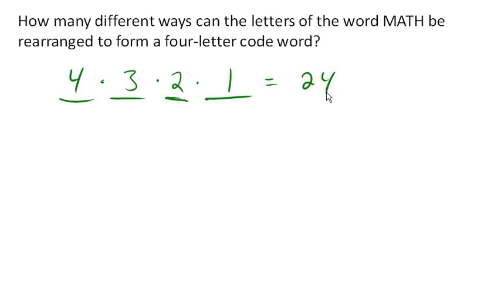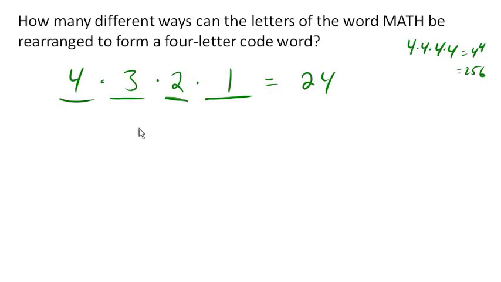Now, notice that's different than saying use the letters from math and you can have repeats. If we could have repeats, we'd have 4 times 4 times 4 times 4, or 4 to the 4th, different code words. And that'd be 256 different code words. We'd have a lot more if we allowed repeats. But here, we're not allowing repeats. We end up with 24 possibilities.